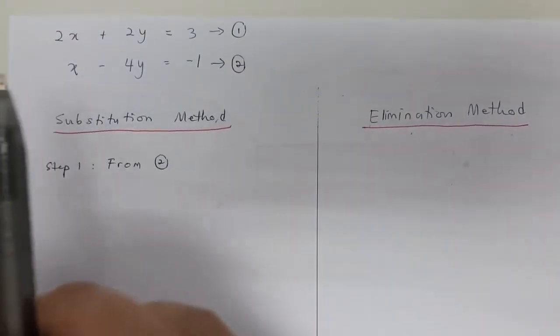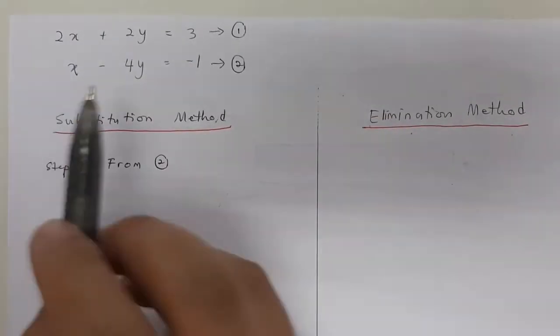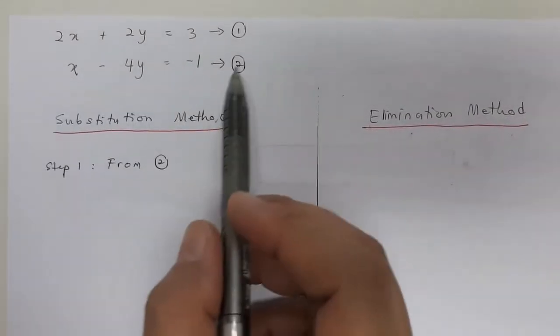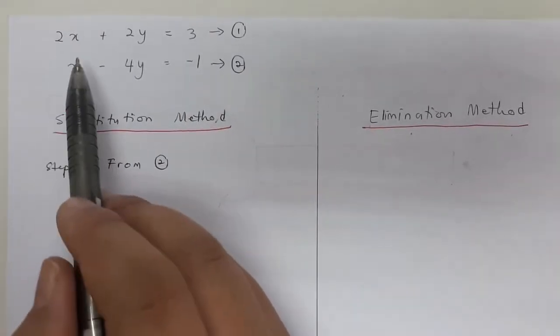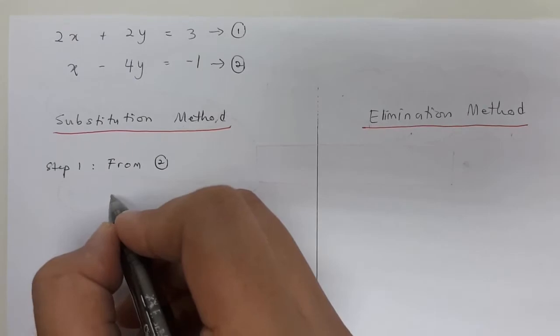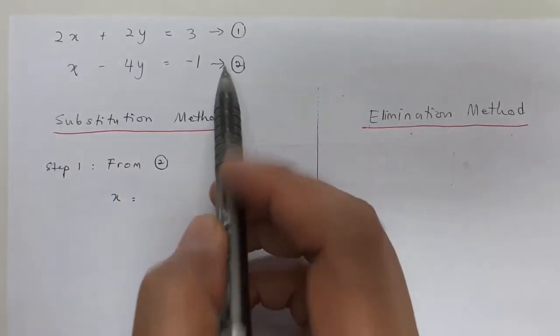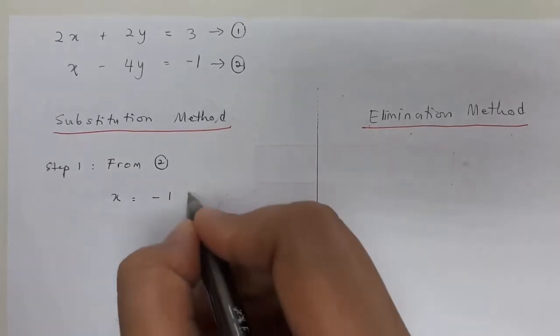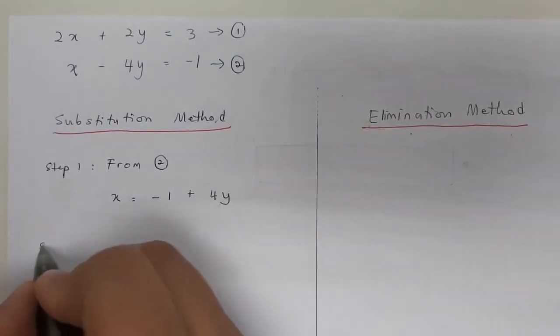Leave either x or y on the left. It's easier to choose the second equation because here we already have x. So leave x on the left and bring negative 4y to the right. Negative 1 plus 4y.